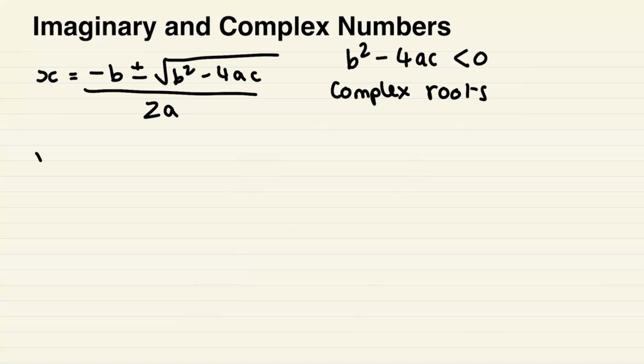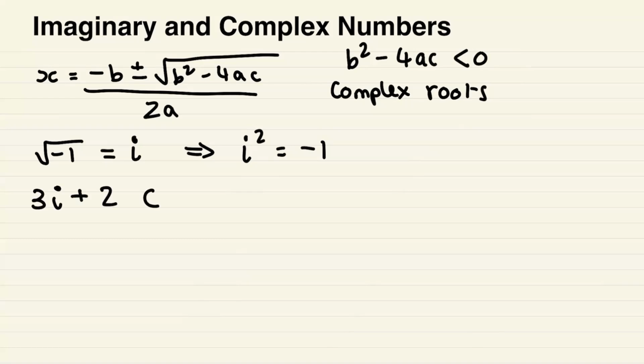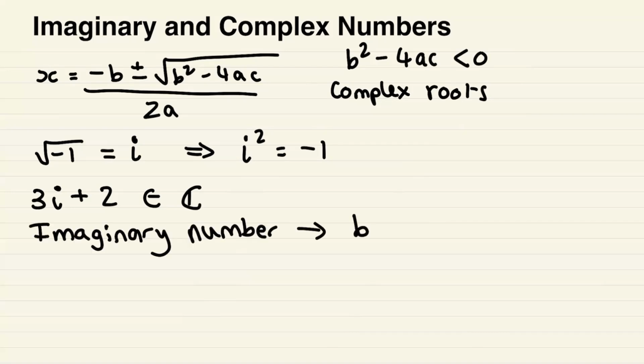We say that the square root of -1 is the imaginary number i. This means that i squared is -1. The difference between complex and imaginary numbers is that complex numbers have a real and an imaginary part, whereas imaginary numbers are just multiples of i.